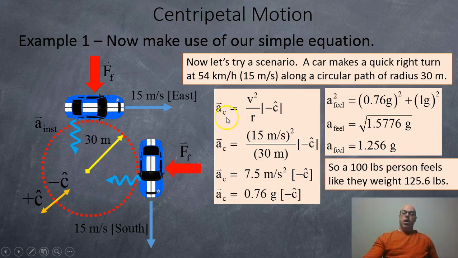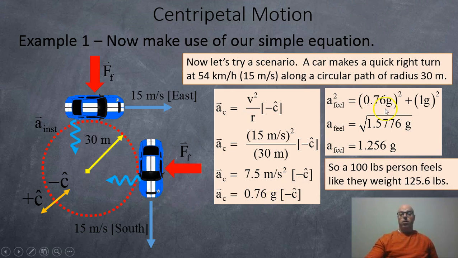So if we take the formula we had derived, and we stick our 15 meters per second in it, and square that, divided by 30 meters, we get an acceleration of 7.5 meters per second squared. If we divide that by gravity, which is 9.8, we get 0.76 g's. So this person will feel a 0.76 g turn if they do this.